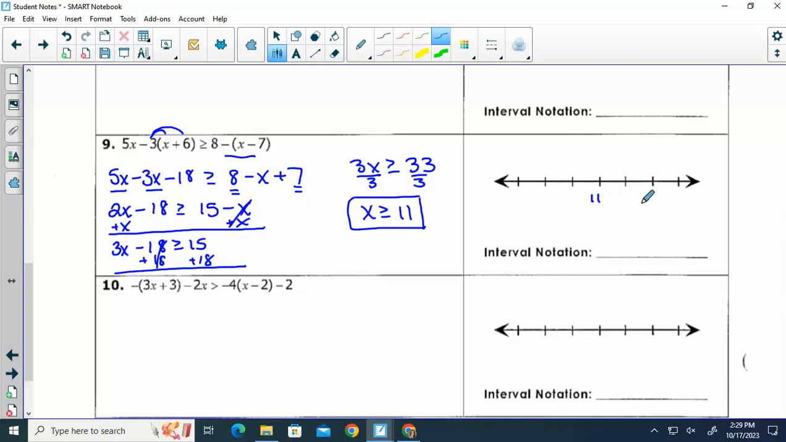Make sure on your number line you're putting the 11, bigger numbers to the right, smaller numbers to the left. Because of the equal to, we have a closed circle at 11. Greater than will be everything on the right. I lose anybody on that one?